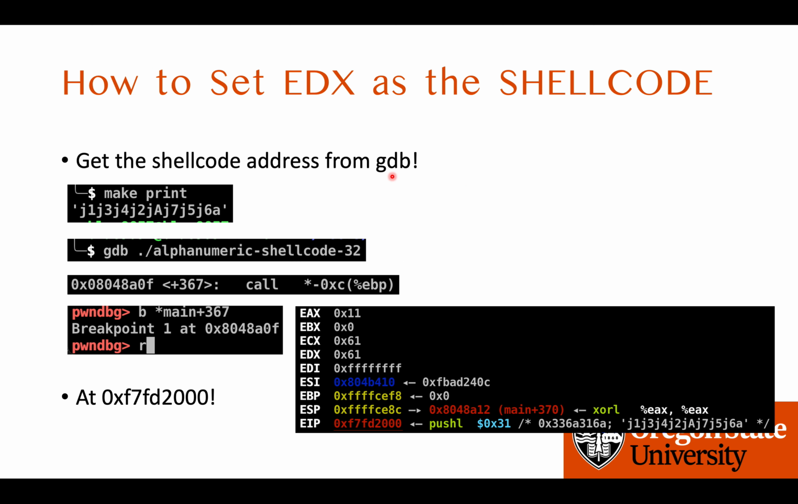Then the challenge is, how can we set the EDX as the address of the shellcode? We can get the address of the shellcode from GDB. So for example, I just wrote this shellcode and then ran the alphanumeric shellcode 32 with GDB, got to the point of the execution of the shellcode and got into there. Then we can know that now the EIP is at this address, and across multiple runs, it'll be at the fixed address. So now you know the shellcode is at F7FD2000.